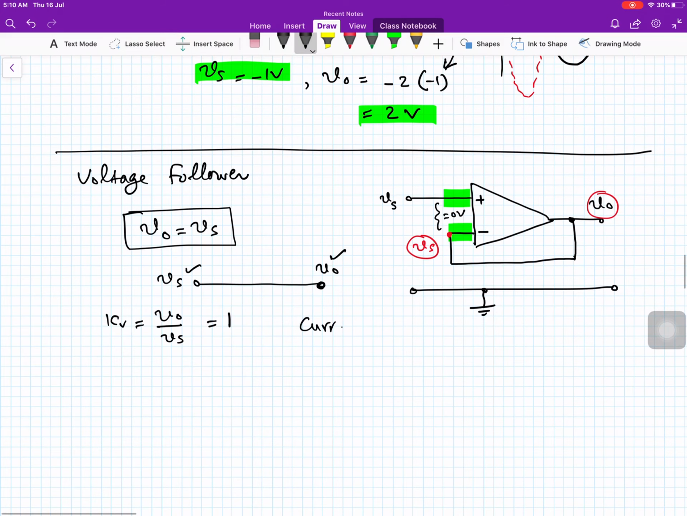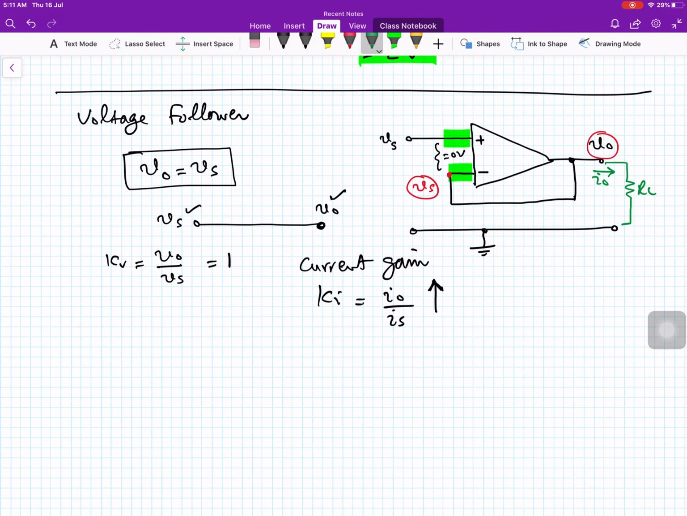However, the current gain Ki, which is I0 divided by Is, may be much higher when we connect some load resistance over here. The current entering the non-inverting input we have assumed to be 0 in the ideal model, but the current at the output, I0, flowing through RL, is very high. So from where is the extra current coming? The extra current is coming from the plus VCC and minus VCC supply.